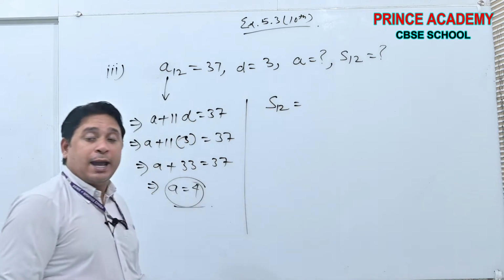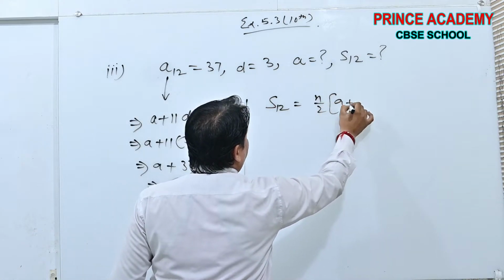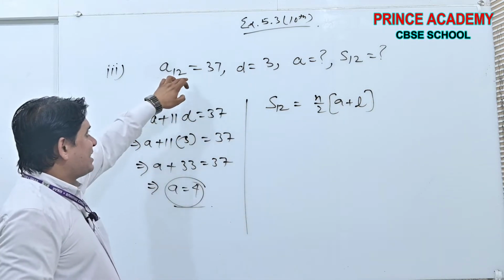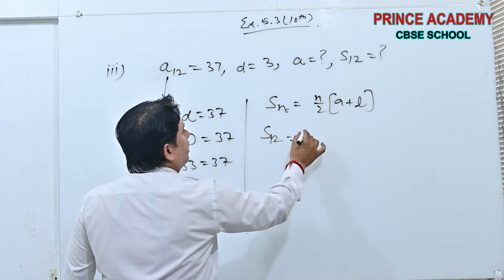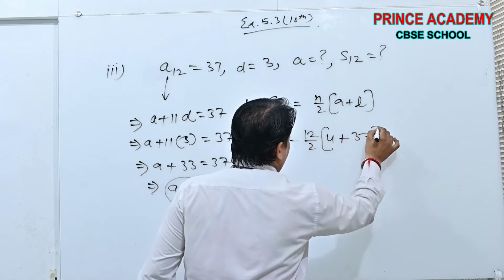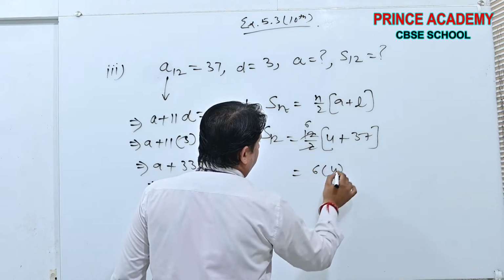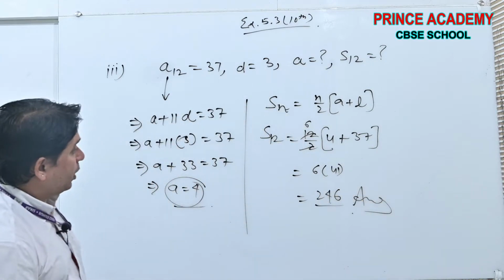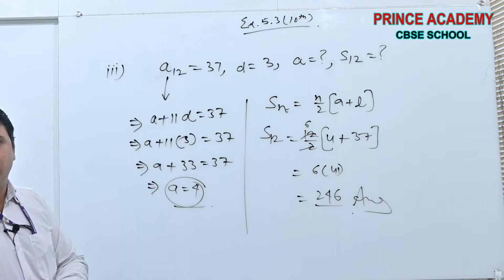S12 is n by 2 into A plus L. Yes or no? First term you got, last is given, n is given. Okay, this is the formula for Sn and n is 12. N by 2, A we got 4 and A12 is 37. 6 into 41. It will be 246. Yes or no? It will be 246. You can take the screenshot, beta. Then we will solve the next part.